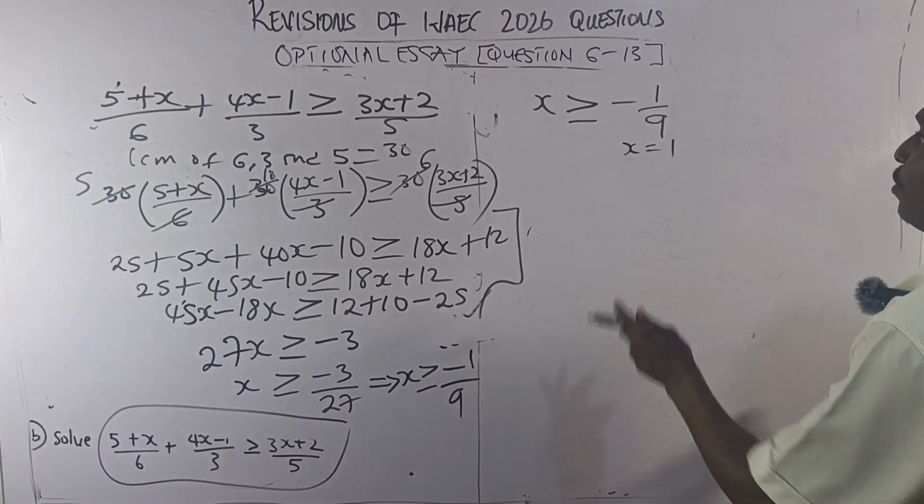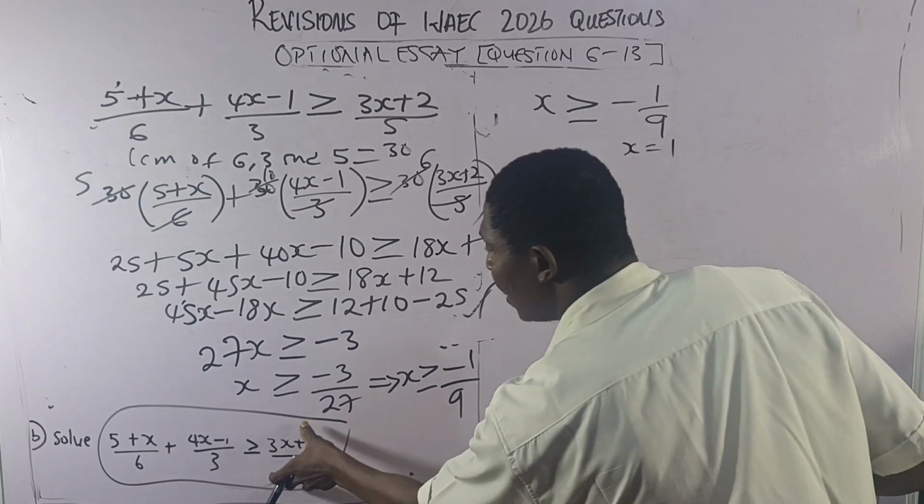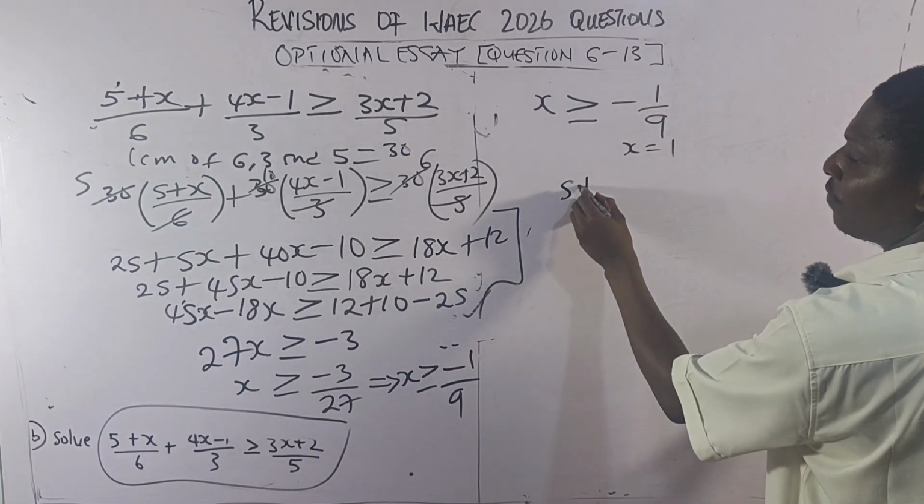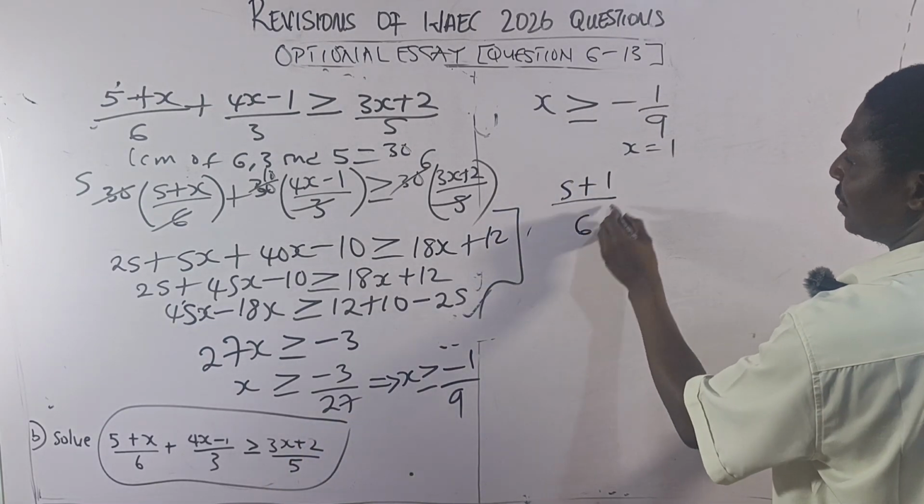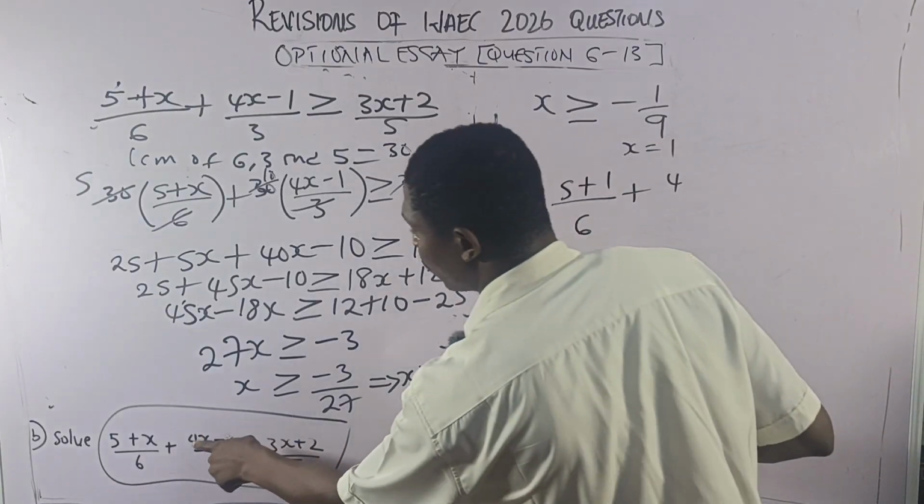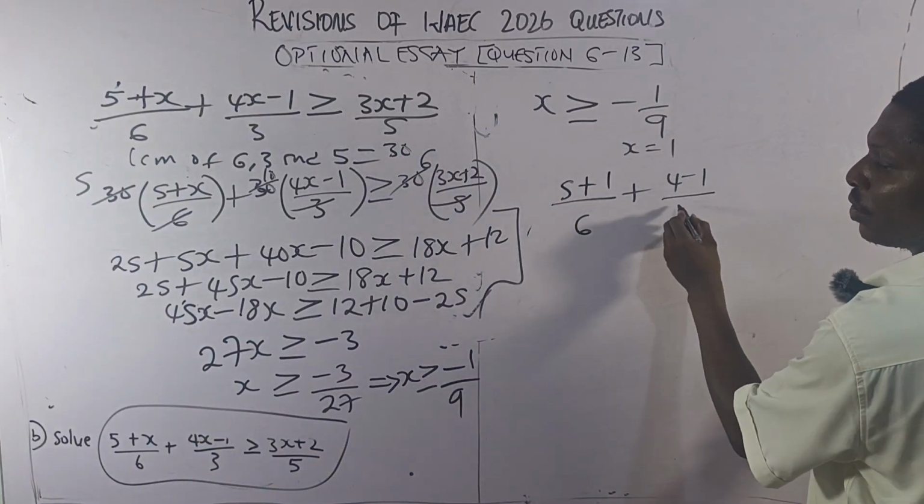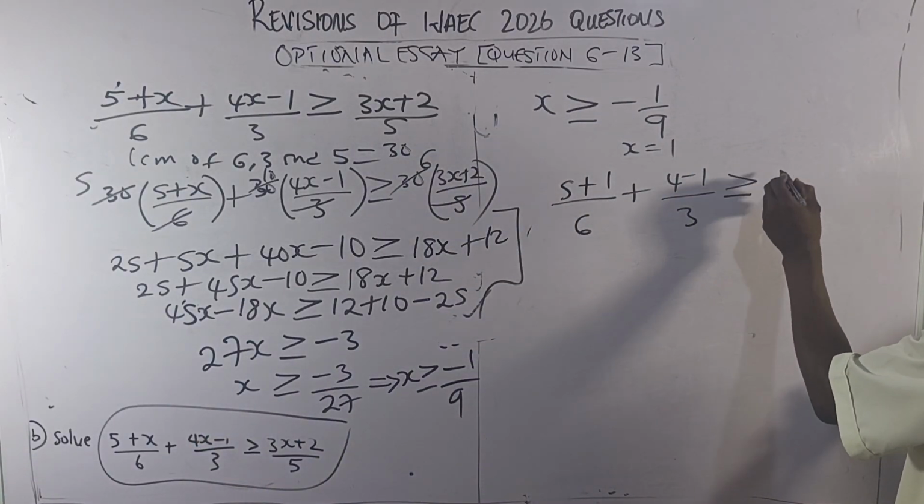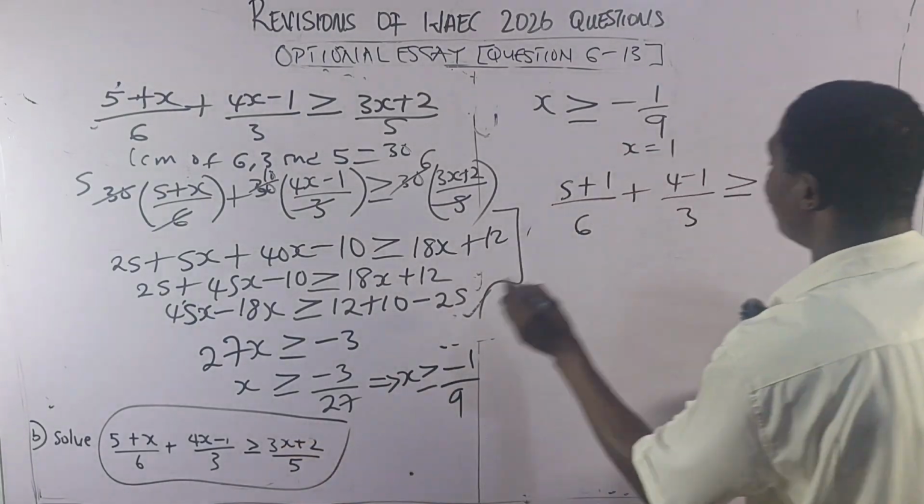Let S be equal to 1 because it says greater than or equal to. If I put it here and see, we have 5 plus S, S is 1, all over 6 plus 4. S is 1, 4 times 1 is 4 minus 1, all over 3 should be greater than or equal to 3. S is 1, 3 times 1, 3 plus 2, 5.